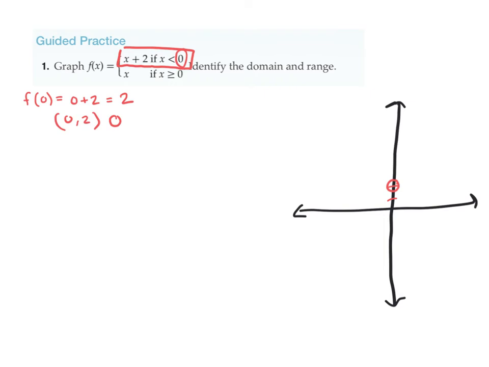Now we need to plug in another point. We have x is less than 0, so we need to plug in a number that is less than 0. What's a number less than 0? Negative 1. We can plug in any number less than 0. If we wanted to plug in negative 7, we could plug in negative 7. But let's plug in negative 1. So we have negative 1 plus 2. What's negative 1 plus 2? 1. So then what's our point here? Negative 1, 1. Negative 1 and 1. So we go to the left 1 and go up 1, and then we just connect our two dots with a line.